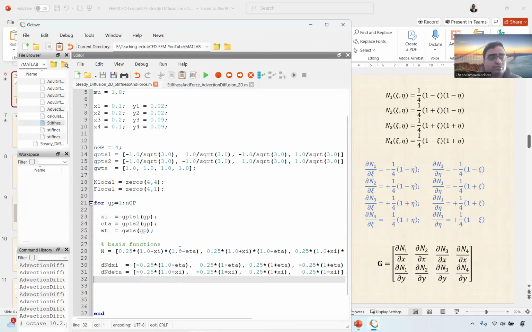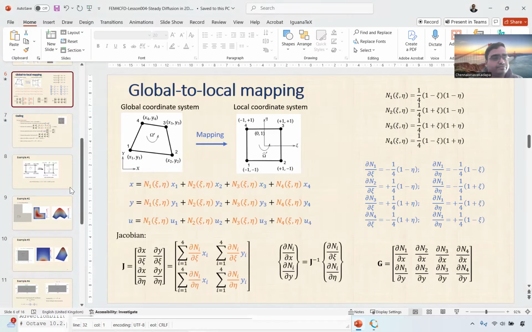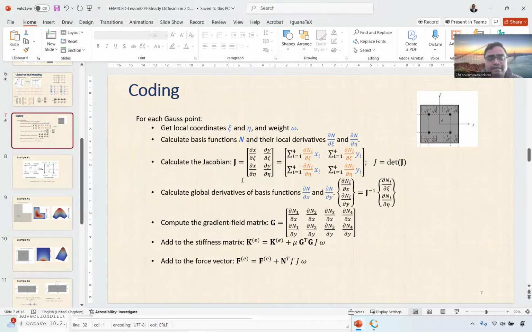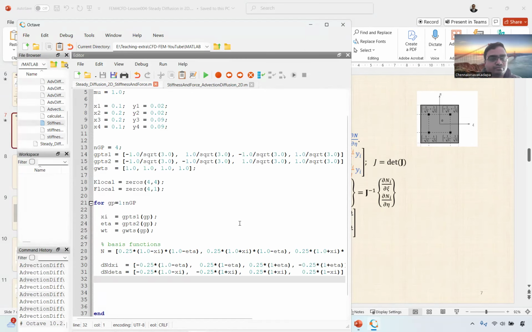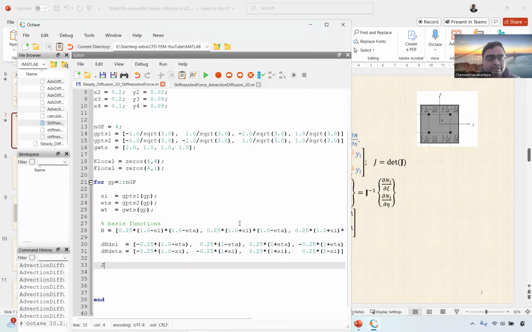Now after we calculate the derivatives of the basis functions, we calculate the Jacobian. To calculate the Jacobian, we need dou x by dou xi, dou y by dou xi, dou x by dou eta, dou y by dou eta. And how do we calculate them? We evaluate the summation of these products. Let us create a Jacobian matrix, let's call it Jac. It has size 2 by 2.